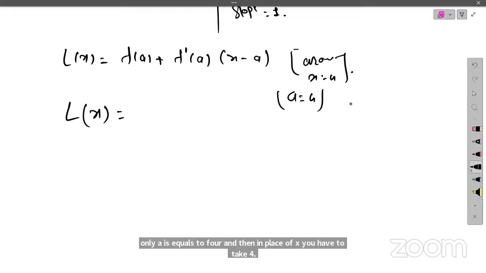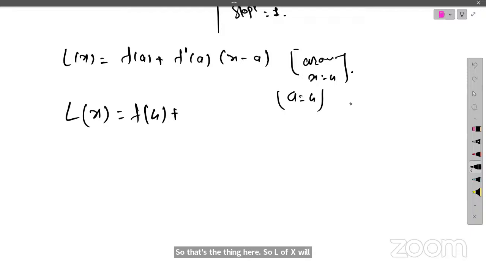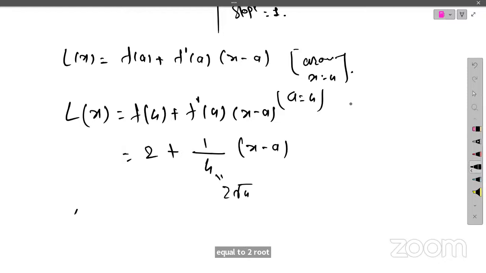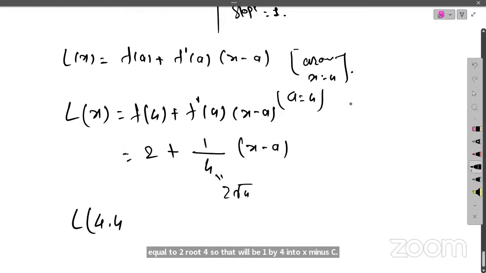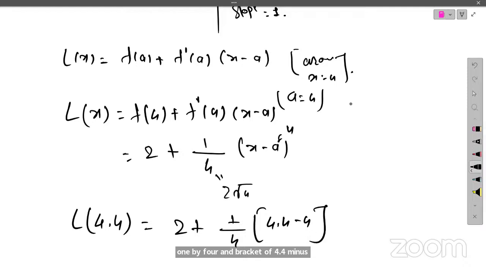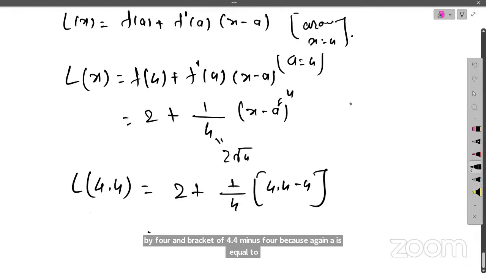So L of x will become f of 4 plus f dash of 4 into x minus a. Now you will get one linear function. So f of 4 will become 2, plus f dash of 4 will become 1 by 4 because it's equal to 1 by 2 root 4. So that will be 1 by 4 into x minus a. Now here you have to find L of 4.4. So L of 4.4 will be 2 plus 1 by 4 into the bracket of 4.4 minus 4, because again a is equal to 4. So that's how you will get your answer.